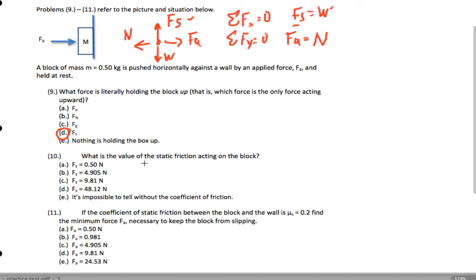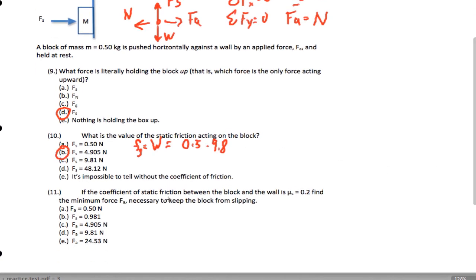Now what is the value of the static friction acting on the block? Well, let's figure that out. We know that friction is mu times the normal force. And so we can say that, what is the value of the static friction? So I actually misread. This is a common thing that we do. Sometimes we want the coefficient of friction, and sometimes we want the force of friction. We know the friction is equal to the weight from our free body diagram, and so that's going to be 0.5 times 9.8, and I'm going to get 4.9 newtons.